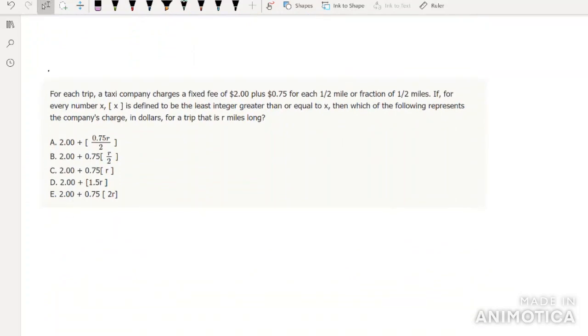For each trip, a taxi charges a fixed fee, so that the cost is equal to 2 plus, I don't really want to do half miles, so plus 1.5 of the miles. Yeah, that seems right. For every number x, the ceiling of x is defined to be the least integer greater than or equal to x. Okay. Which of the following represents the cost in dollars for a trip that is R miles long?